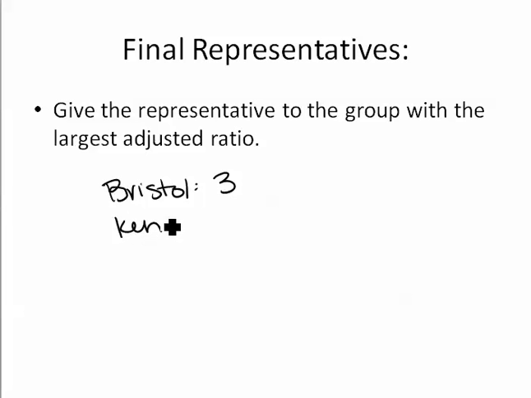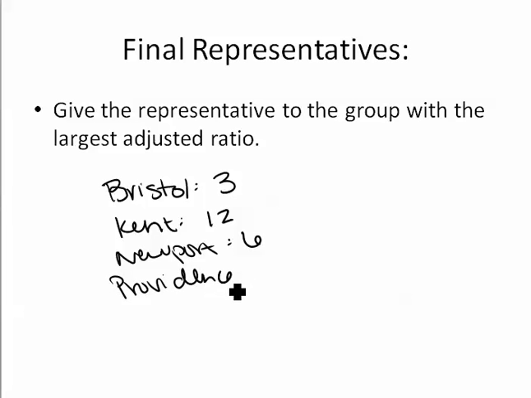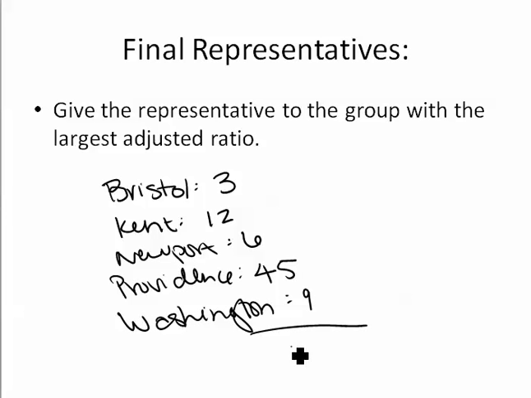Kent received the extra seat, so they are up to 12. Newport also got an extra seat, so they have 6. Providence got one more seat to be 45. And Washington did not get an extra seat. They remain at their original total of 9. Add those all up, and we assigned all 75 representatives.